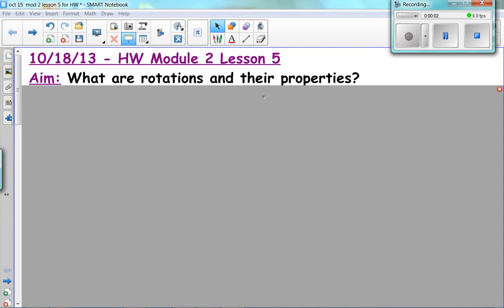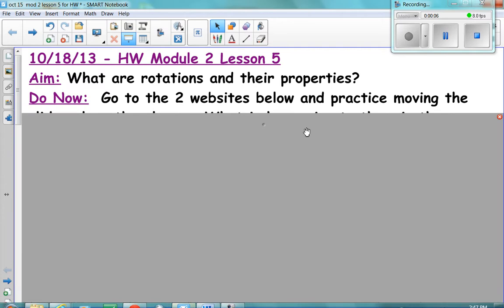Welcome to Module 2, Lesson 5. What are rotations and their properties? Please make sure you have your binder, your math notebook, your transparency, and an erasable marker.